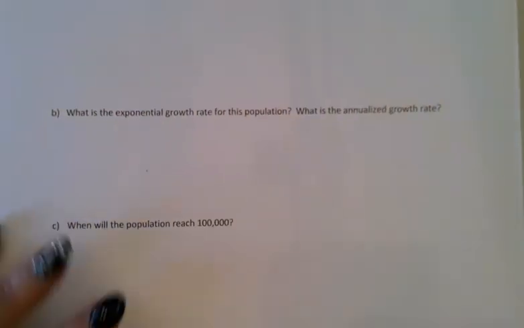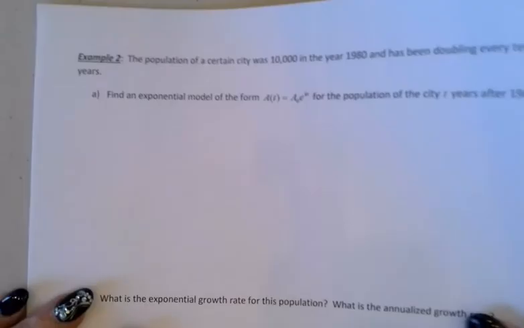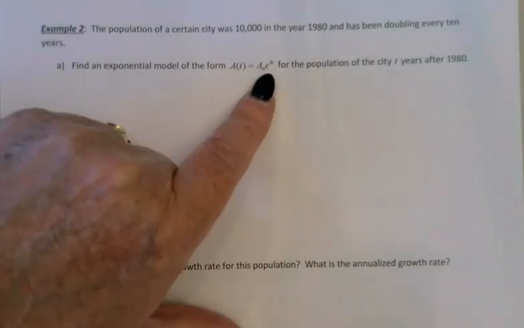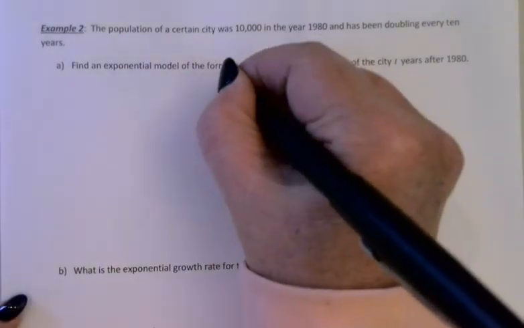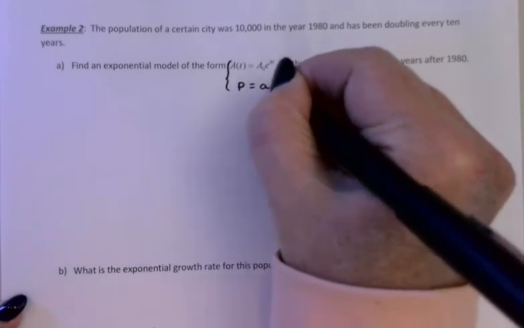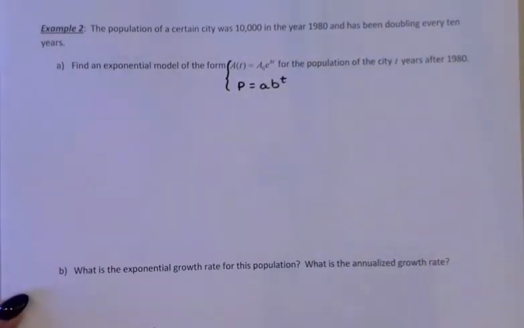All right, one more example for our growth and decay here. We'll have a growth one this time. The population of a certain city was 10,000 in the year 1980, and it's been doubling every 10 years. I'd like to find an exponential model of our new form, our continuous growth form, for the population of the city t years after 1980. And actually, I'm going to do two things. I'd also like to find a form population equals a b to the t. Let's do both. It'll help us actually to answer the second question.